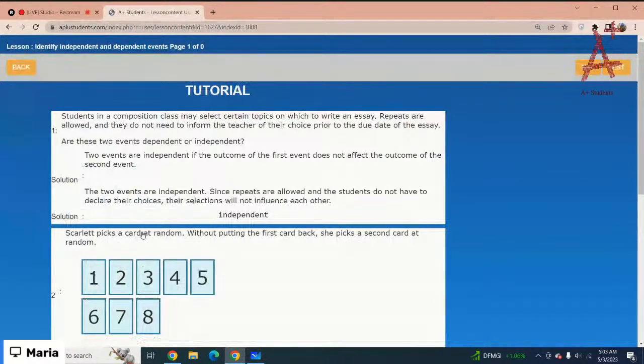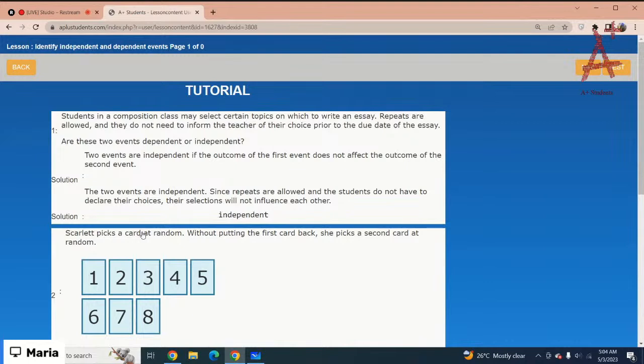Let's start with the first example. Students in a composition class may select certain topics on which to write an essay. Repeats are allowed, and they do not need to inform the teacher of their choice prior to the due date of the essay. Are these two events independent or dependent? So you need to see if these two events are dependent or independent.